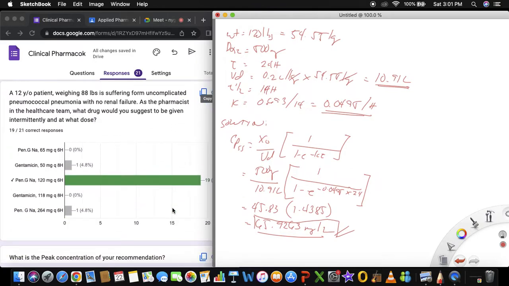Okay, I think this one is the last question. A 12-year-old patient weighing 88 pounds. Sorry. There it is. Hopefully, that's clear now.